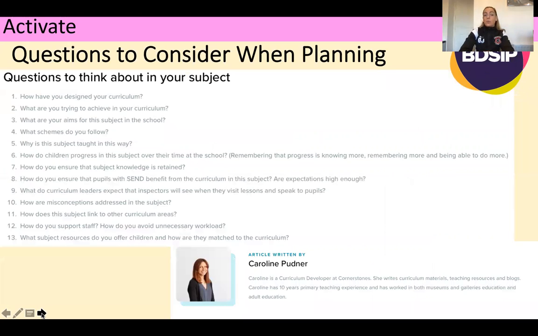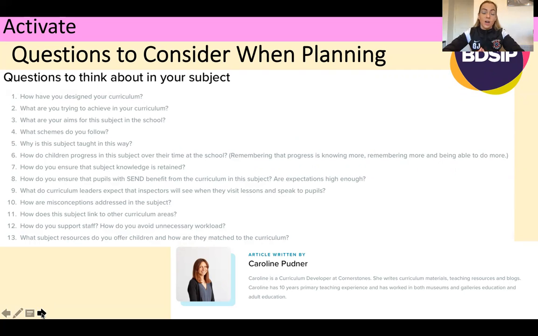Okay, so here are some questions then to consider when we are planning. So questions to think about within dance. How have you designed your curriculum? So that lends itself to the work we did in session 2. What are you trying to achieve in your curriculum? What are your aims for this subject within the school? What schemes do you follow? Why is this subject taught in this way? How do children progress in this subject over their time at the school? How do you ensure the subject knowledge is retained? How do you ensure that pupils with SEND benefit from the curriculum in this subject?